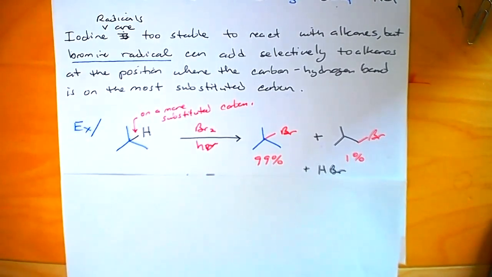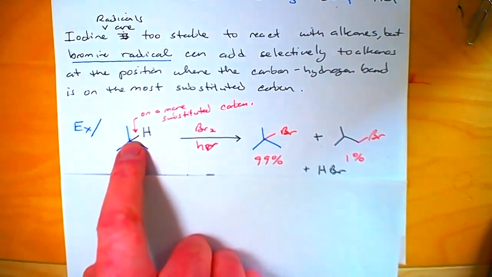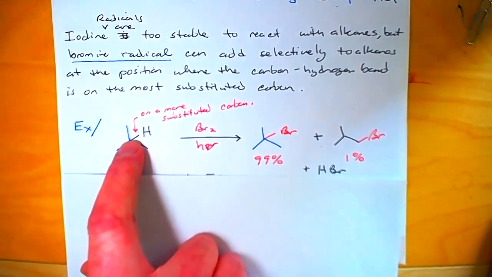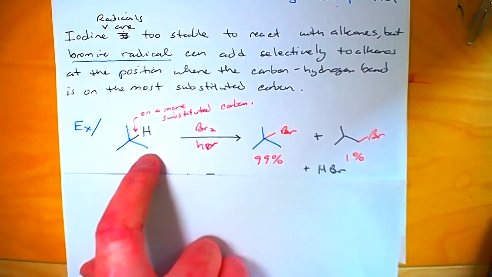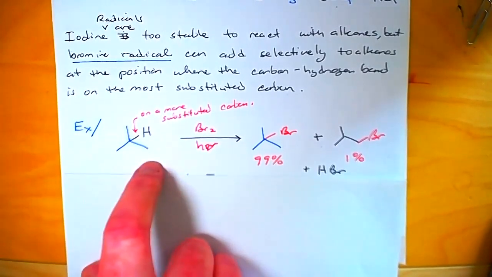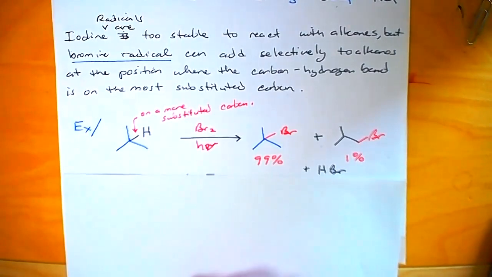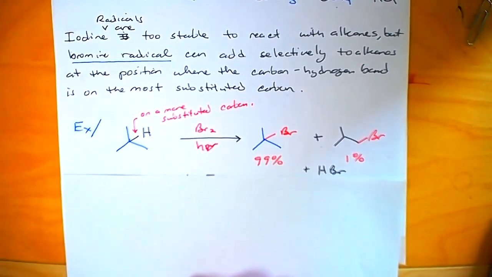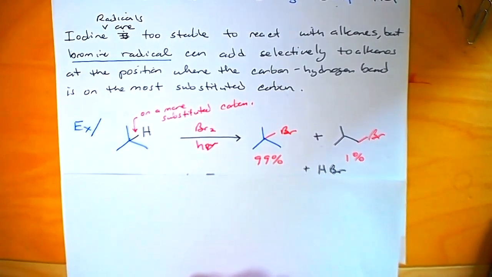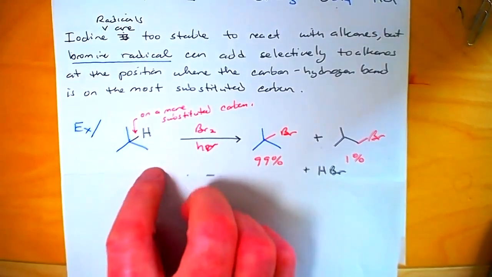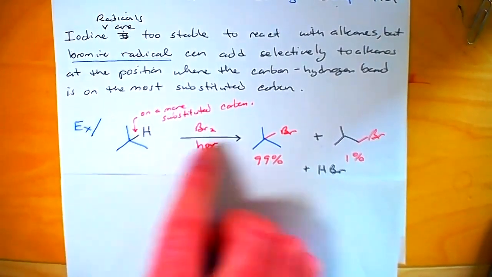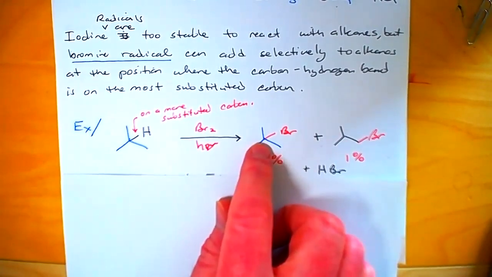So if you were going to take something like isobutane here and do a reaction with bromine in the presence of light, you'll notice that there is a carbon hydrogen here on this tertiary carbon. Then obviously there are hydrogens out here on the side. Now, statistically speaking, if everything reacted equally, you would expect to see a whole lot of this compound here and very little of this one.